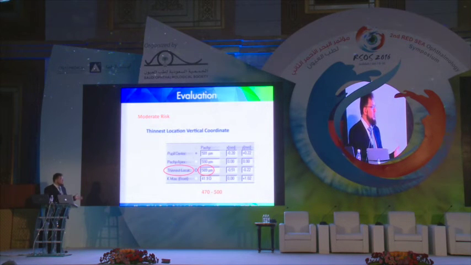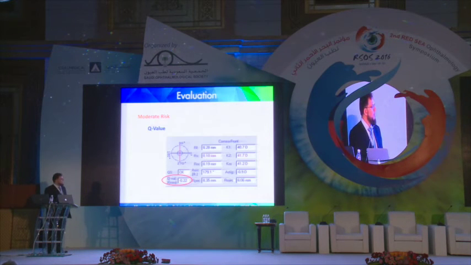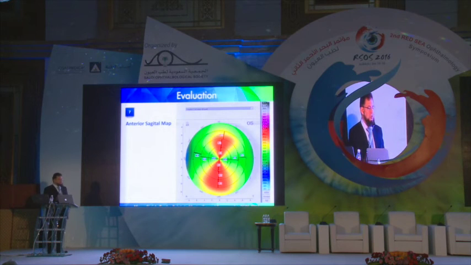When the thinnest location is between 470 and 500, it is a moderate risk factor. So below 470, it is high risk. Between 470 and 500, it is moderate risk. When we have the Y displacement between -0.5 and -1, it is moderate. Above -1, it is high risk. Q value, when it is out of the range, it is a moderate risk factor. We have to look why it is out of this range.